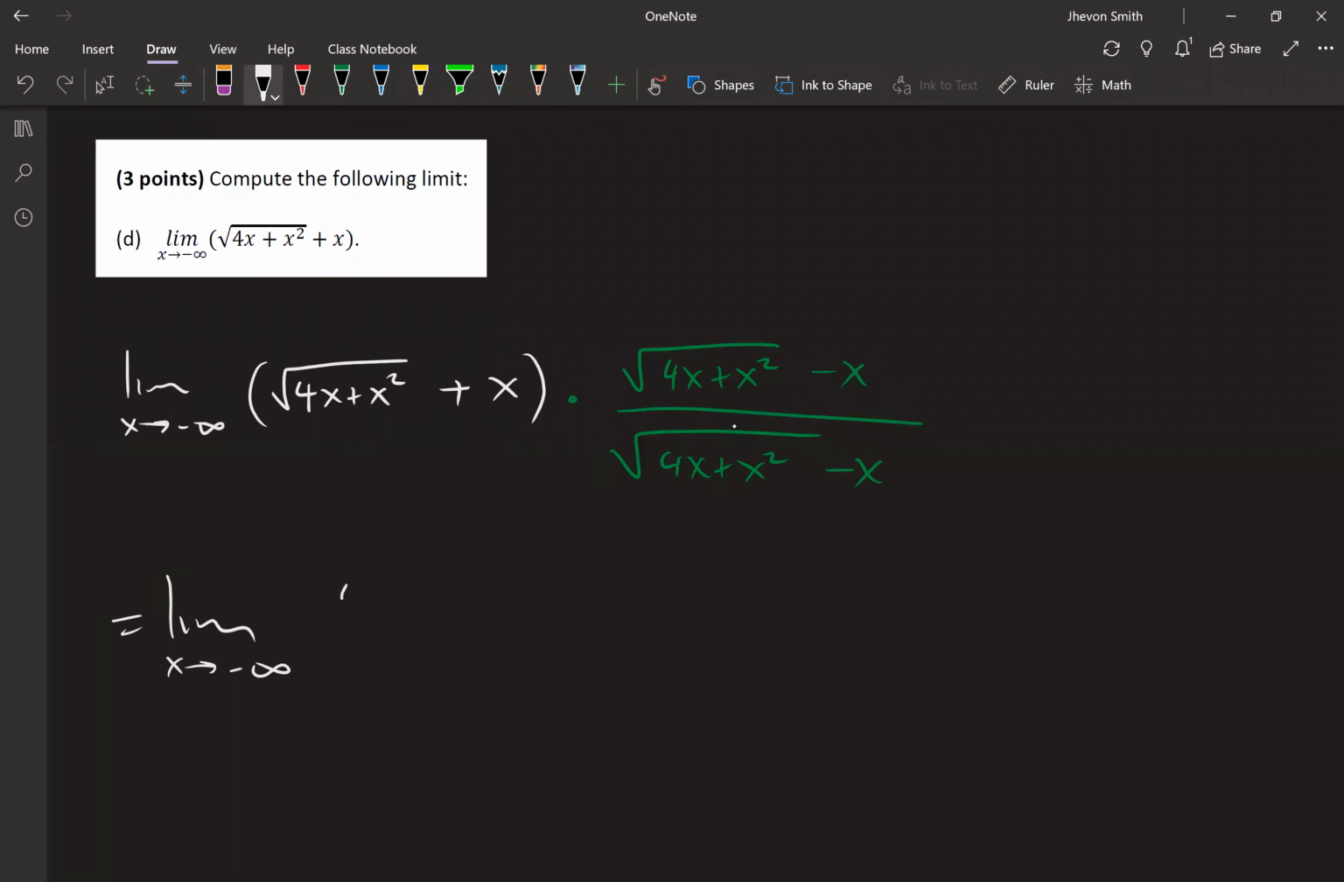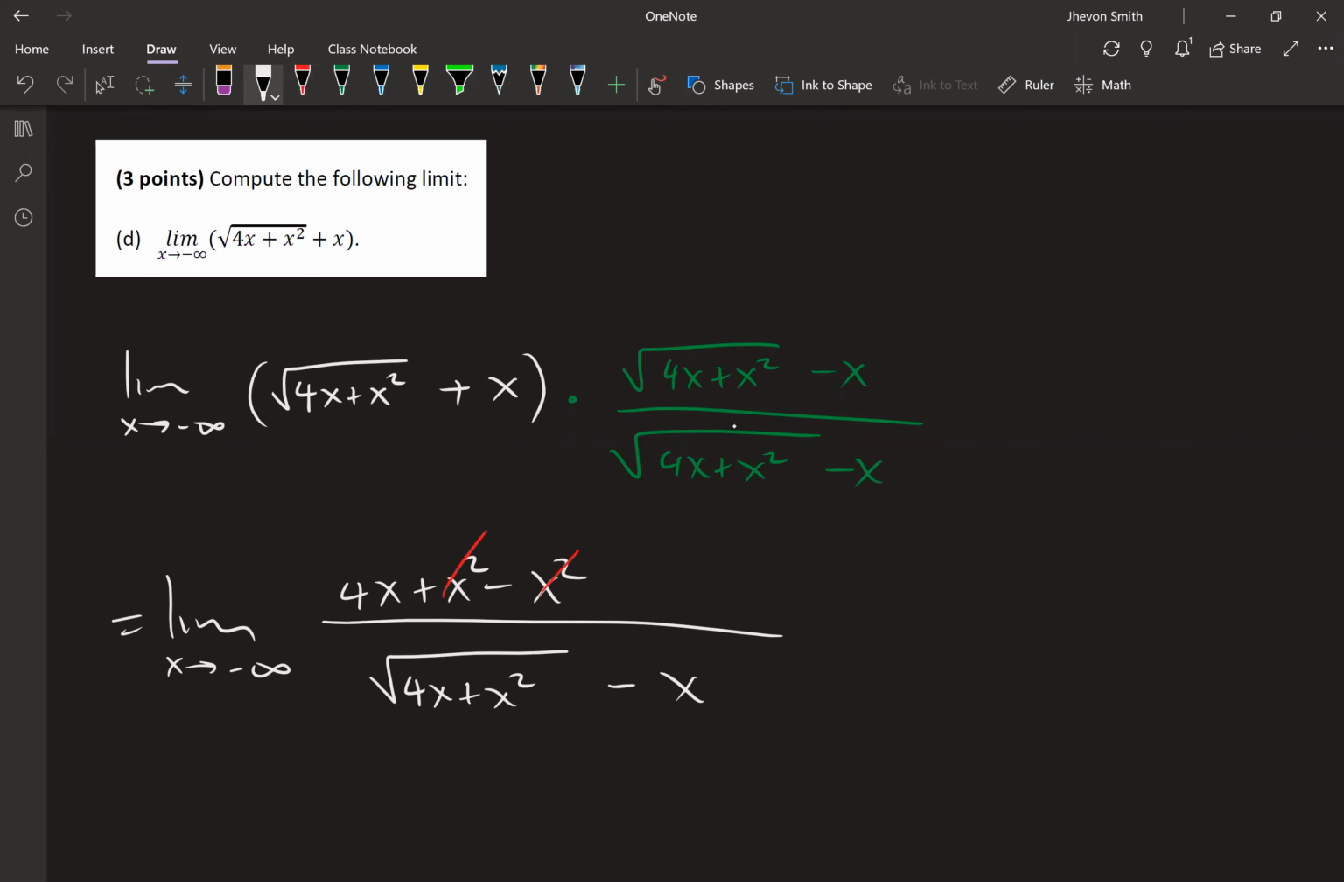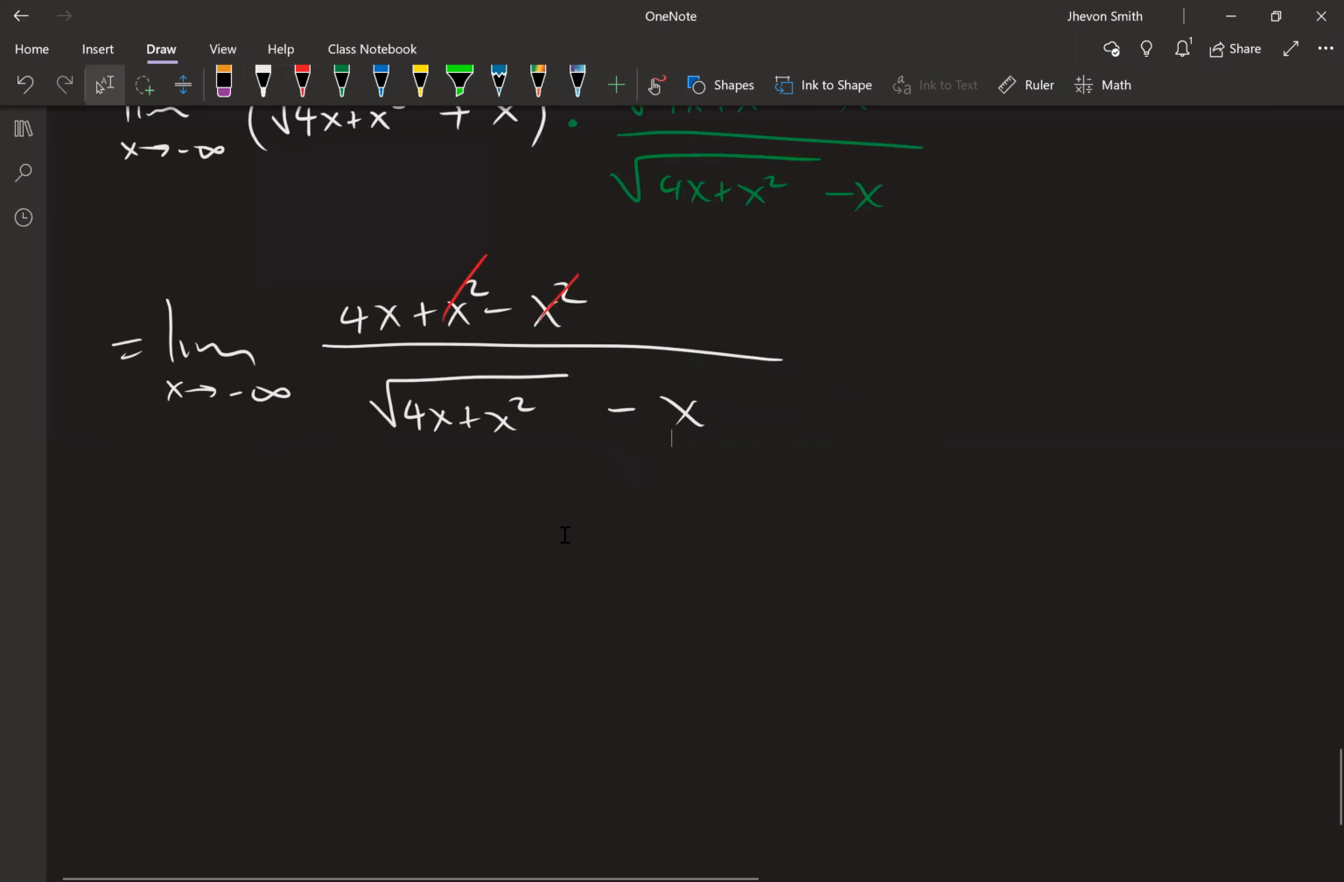And so in the top, you get 4x plus x squared minus x squared. So those two guys are going to cancel. And in the bottom, you would have the radical of 4x plus x squared minus x. And you would be able to factor out, say, an x squared from here.